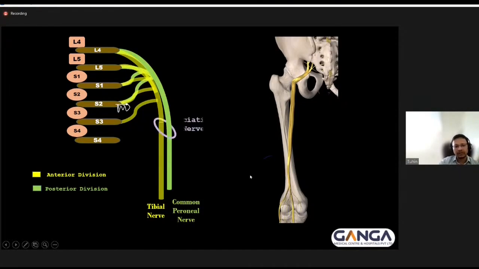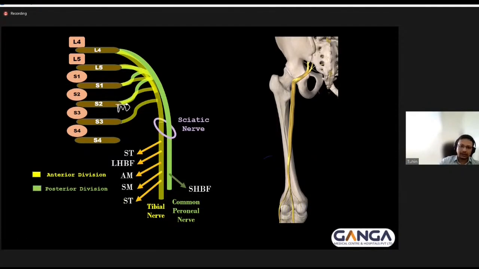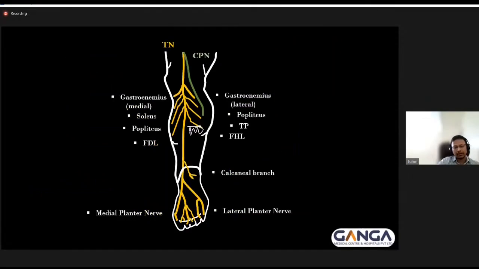It gives off numerous articular branches to the hip joint and knee joint, and numerous muscular branches to the semitendinosus, long head of biceps femoris, adductor magnus, that is the ischial head of adductor magnus, and semimembranosus. The branch to the short head of biceps femoris comes from the common peroneal nerve. At the level of the lower third of the femur, it diverges into the tibial and the common peroneal nerve. The tibial nerve supplies the major osteotome and myotome of the leg below the knee joint.